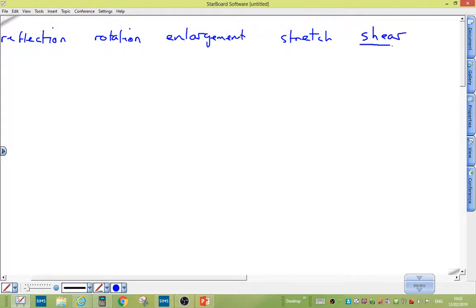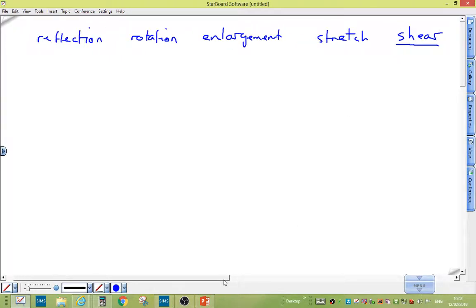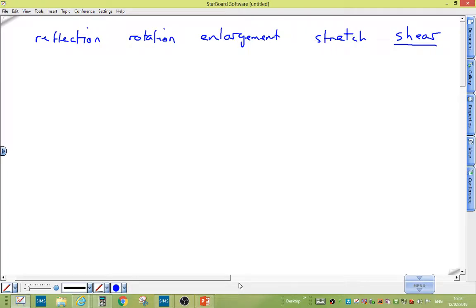Now, believe it or not, if you were an international student, you would have to do shears in matrices at international GCSE. So it's harder. Enlargement scale factor in both directions is the same, but a stretch is when they're different. Generally, you're keeping one fixed and you're moving it parallel to the y-axis or parallel to the x-axis. And there's something special that happens.